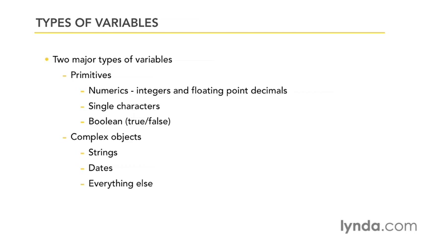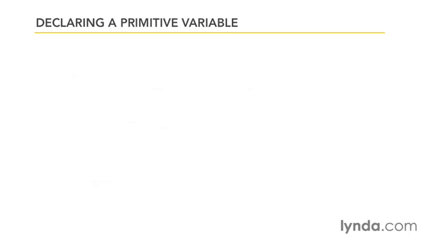So how do you actually declare a variable in your code? The syntax looks very similar regardless of whether you're working with a primitive or a complex object, but there is a significant syntactical difference. Let's look at primitives first. You declare your variables in three parts. The first part is the data type. Every variable that you declare in Java has to be declared with its data type, and once the data type is set, it can't be changed.